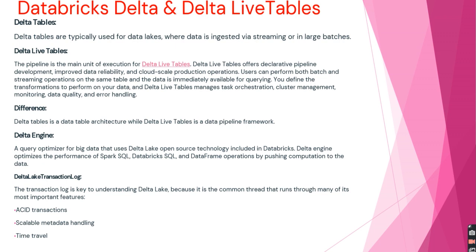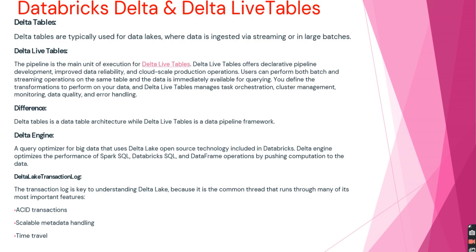What is Delta Engine? The query engine working behind the scenes for Delta Live tables and Delta tables is Delta Engine. It's a query optimizer for big data that uses data lake open source technology included in Databricks. Delta Engine optimizes the performance of your Spark SQL, Databricks SQL, and data frame operations by pushing computation to the data. Now, what is a transaction log?